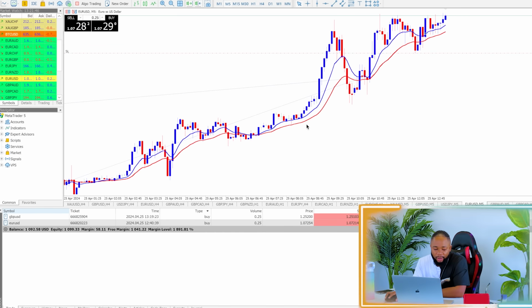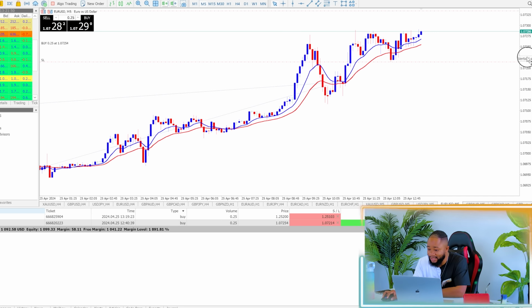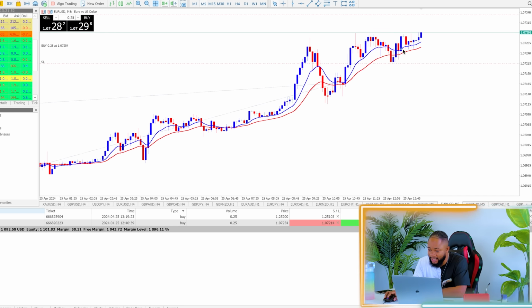Then Euro USD, you can see this is Euro USD. We are almost hitting our take profit. This is our take profit. We got in somewhere here. This is our take profit up here, and the market is going in our favor. So at this point, there's nothing we're going to do. We're not trading our stuff. We're just waiting for the market to hit our take profit. This is our stop loss right here.